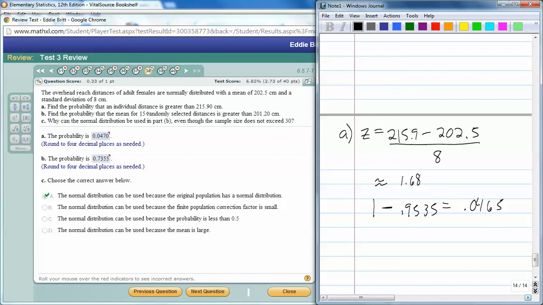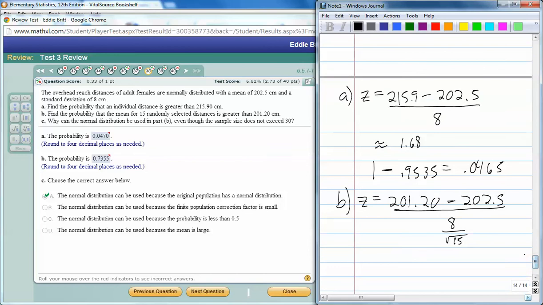On part B, I did notice they changed the x value on me. So that was different from the last problem. I think I may have started out doing it a little wrong and had to go back and redo it because I didn't notice they had changed that x value to 201.20 centimeters. We have the same mean, 202.5, divided by, now since this was 15, that's where the central limit theorem comes in. So I'd still divide by 8, but it's really 8 over the square root of 15. Now, when you work out all of that, you're going to get about a z-score of negative 0.63.